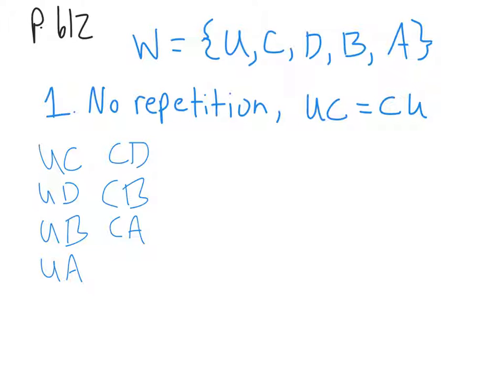So we'll keep doing it. We'll go with D and go forward. DB we can do, and DA. And then our last choice now is just BA. So these are all the different outcomes we can have if there is no repetition, we're choosing 2, and order doesn't matter.